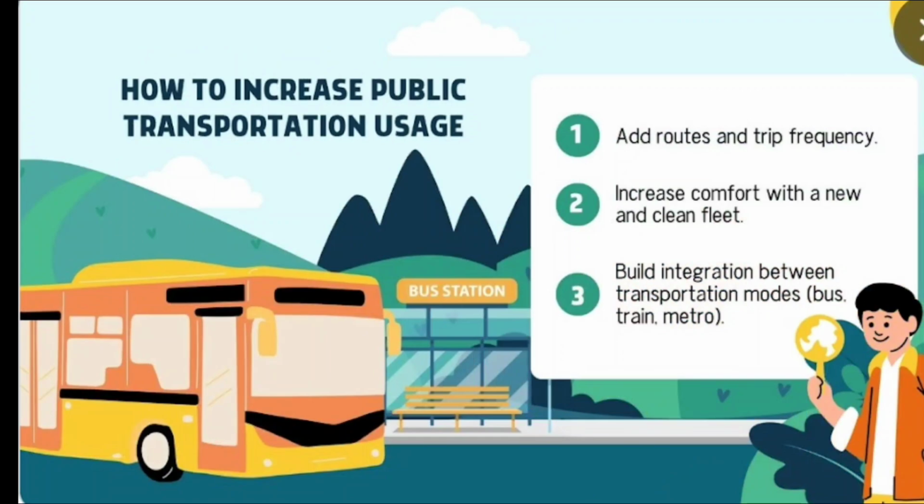So it's easily accessible. Like, you get an auto, maybe you want to go to the railway station, you take an auto, you take a train, and then maybe a bus is available. So there is integration between transportation modes, which becomes easier and more convenient for the passengers or the public to use. Now, what are other ways how we can increase public transportation usage?